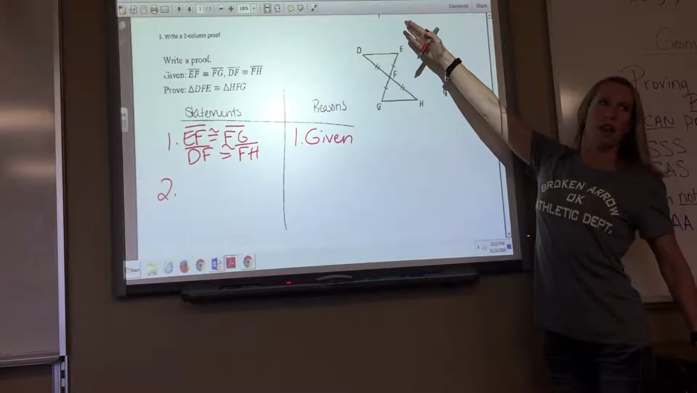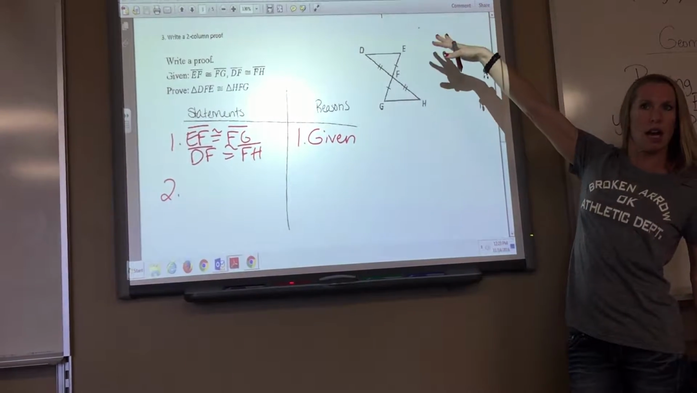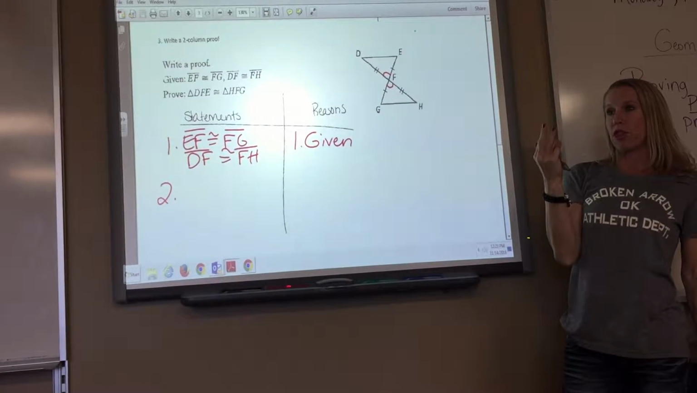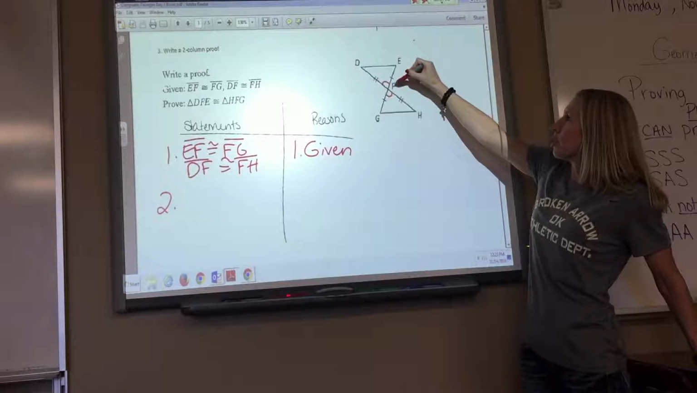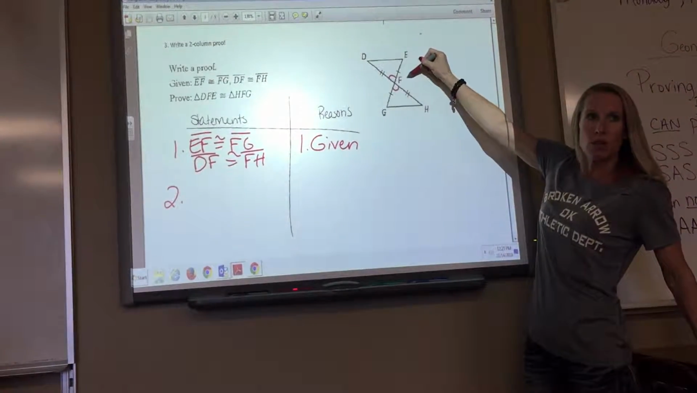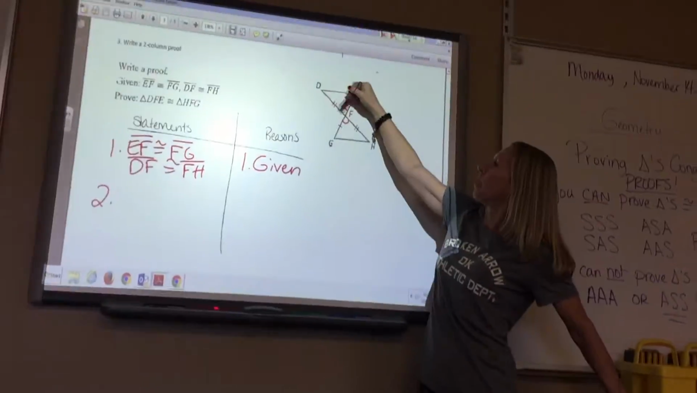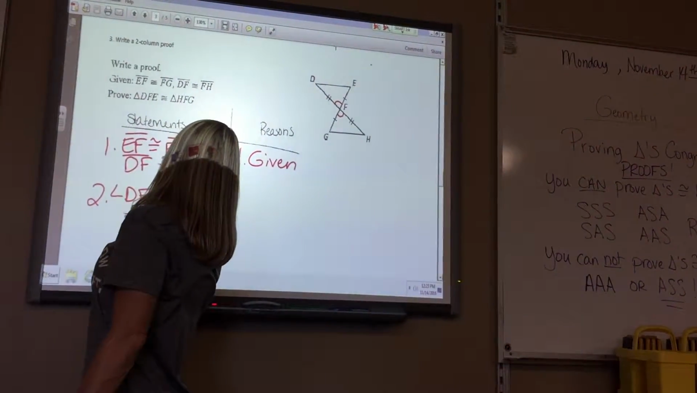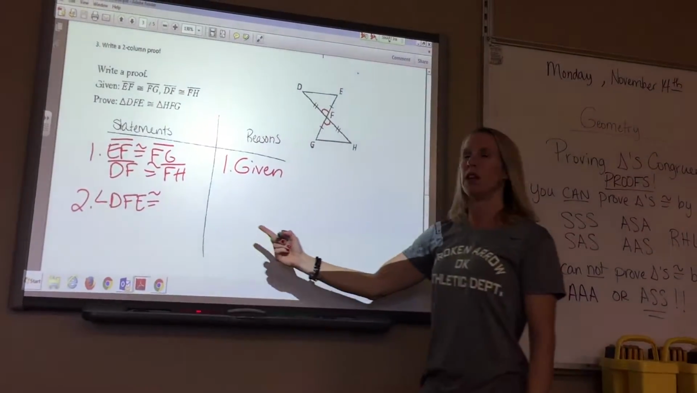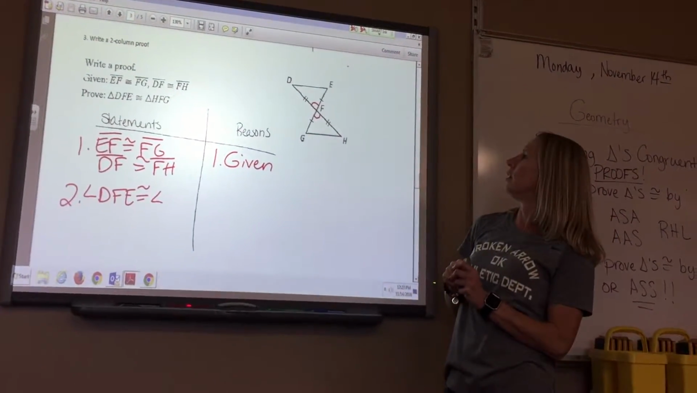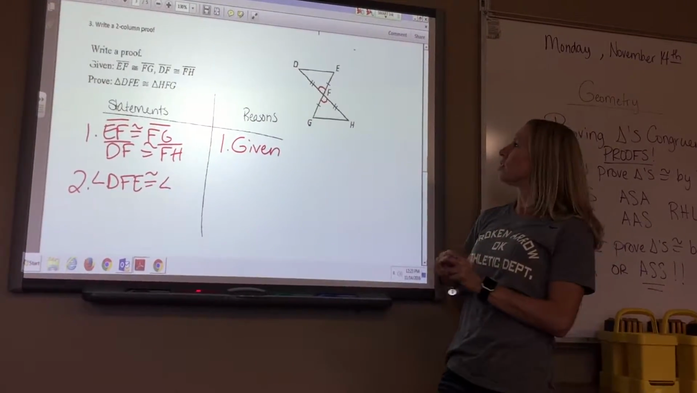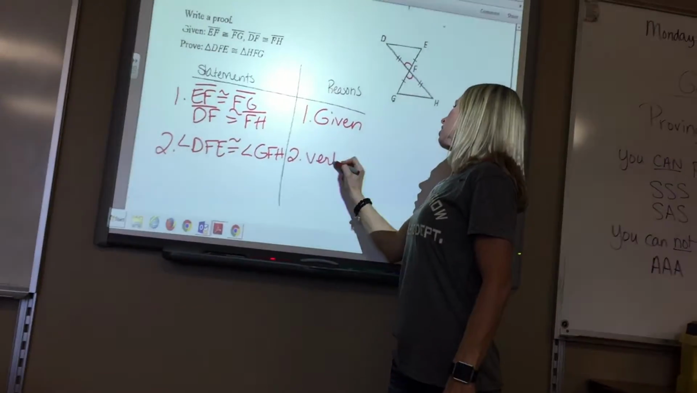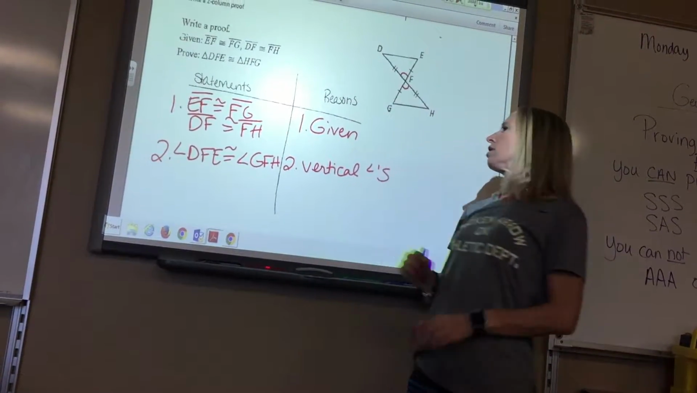Now on this one, it's not reflexive property because they don't share a side. It's vertical angles. When you name vertical angles, name them with 3 letters. Make sure your middle letter is F in this one. So how could I name the top angle? DFE or EFD, doesn't matter. DFE, just make sure F's in the middle. Congruent to angle, how do I name the bottom one? GFH. And then I would say vertical angles.